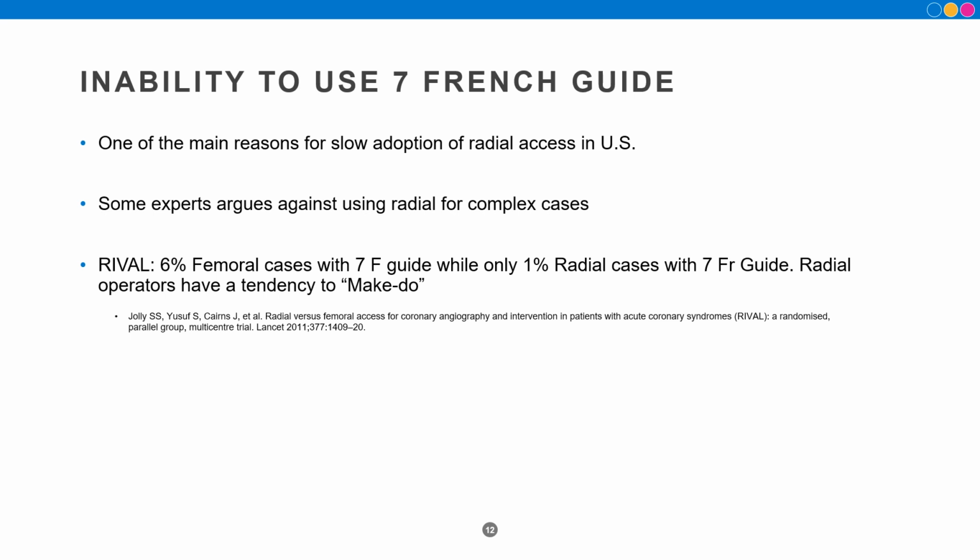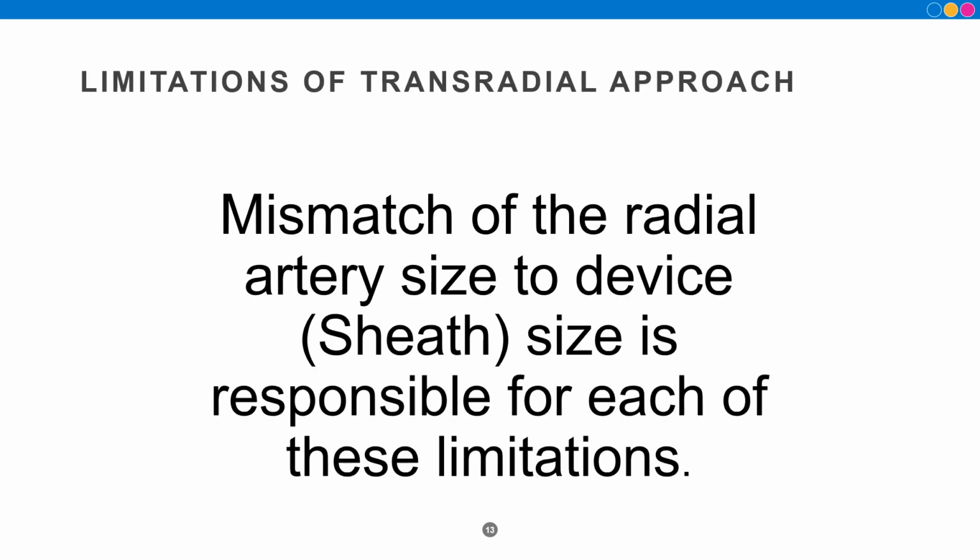So if you re-examine the statement we made, it's not just the size of the radial artery, but the mismatch of the radial artery size to the device that is responsible for each of these limitations. Again, it's not just the size of the radial artery, but the mismatch between the artery size and the sheath that is responsible for each of the current radial access limitations, or transradial approach limitations.